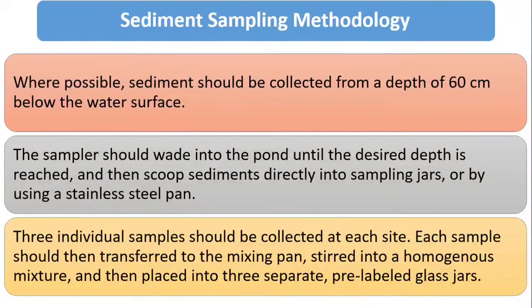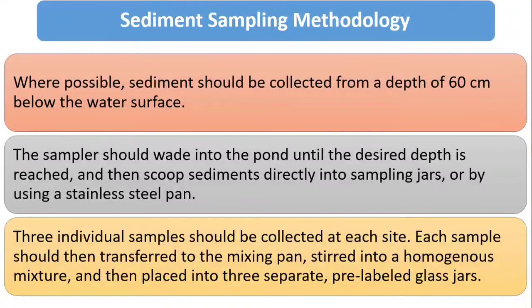Then we will go for the sediment sampling methodology. We have to collect the sediment sample at a depth of up to near 60 centimeter below the water surface. Then the sampler should wade into the pond until the desired depth is reached, and then scoop sediments directly into sampling jars or by using a stainless steel pan.